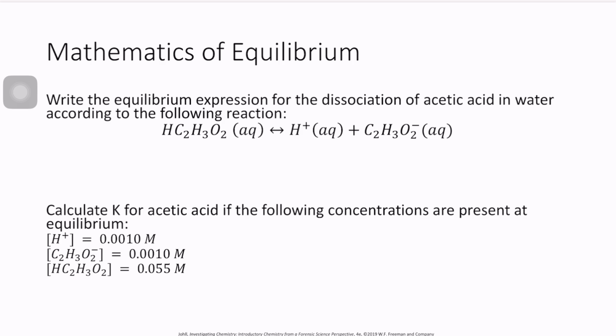Here is an equilibrium system of the dissociation of acetic acid. Write the equilibrium expression for the dissociation of acetic acid in water. So this is going to be K equals the concentration of hydrogen ion times the concentration of acetate divided by the concentration of acetic acid.